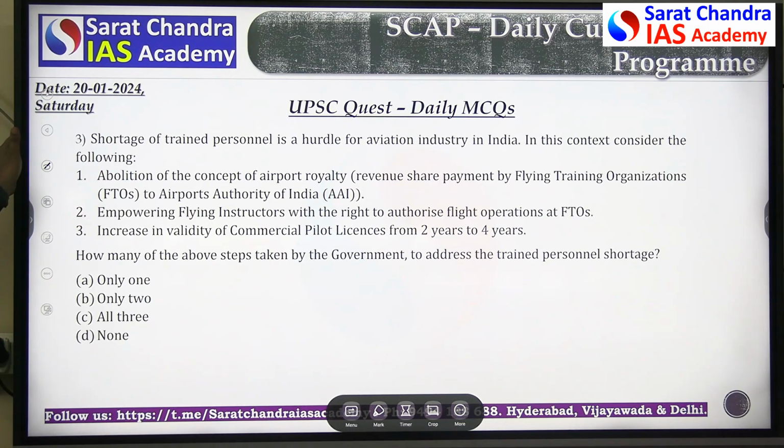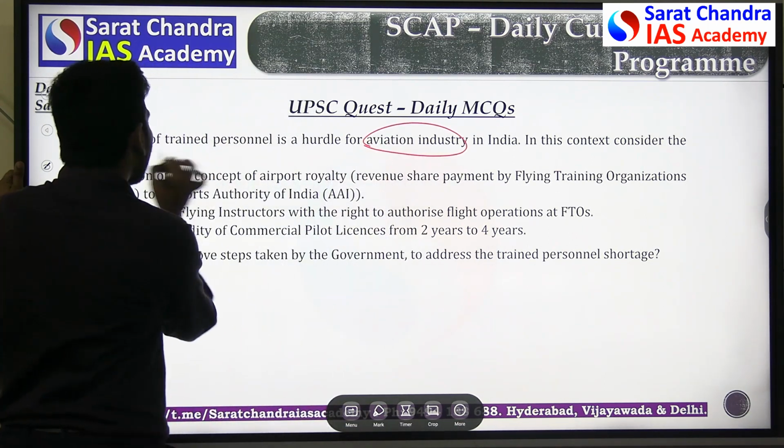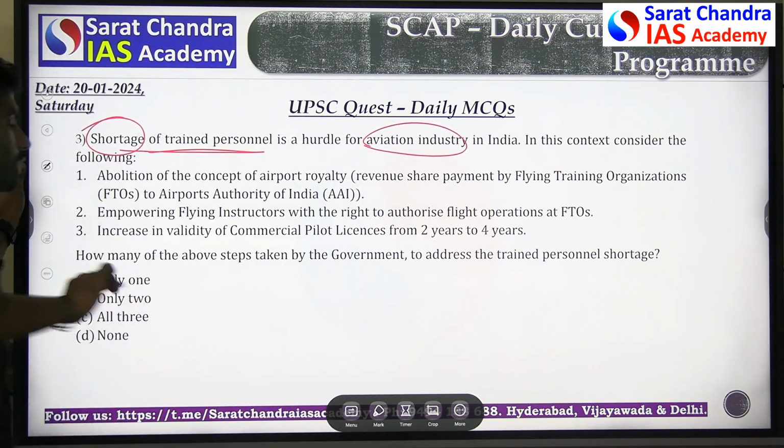Next, shortage of trained personnel is a hurdle for the aviation industry in India. In this context, consider the following: abolition of the concept of airport royalty. Here, the concept is about the aviation industry and the trained personnel shortage. First of all, we need to know the reasons for the shortage, and later the steps taken by the government of India to eradicate this shortage of personnel in the aviation industry.